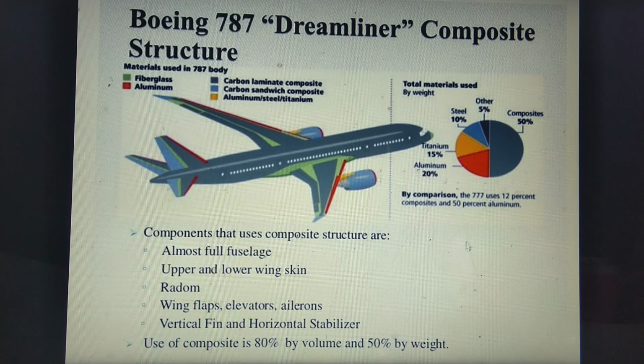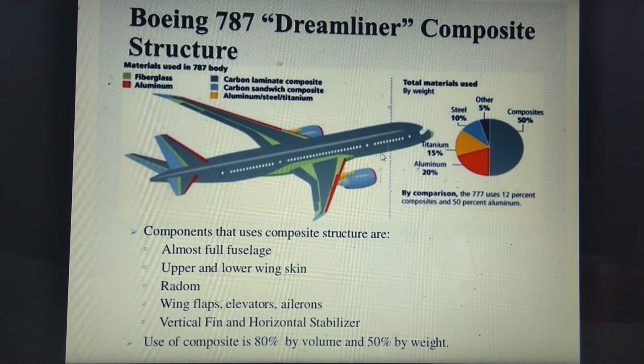The total materials involved in the Boeing 787 Dreamliner are listed here, where 50% of the materials are composites, and the rest of the 50% is made with other materials: steel 10%, titanium 10 to 15%, and aluminum 20%. So when compared with the 777 Boeing, in the 787, 50% of the materials are composite materials, which is a very big boon to us.